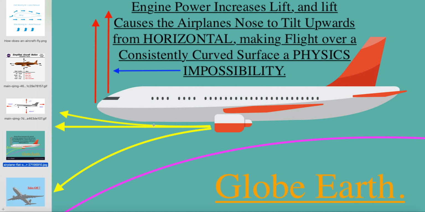But actually what happens is as it flies, the nose comes up, if you can see this yellow arrow here. So it's flying forward, but with its nose tilted up. It's flying forward at a slight angle, but it's still flying in a horizontal straight line. This would be horizontal, but this is where its nose is, tilted above horizontal. So engine power increases lift, and lift causes the airplane's nose to tilt upwards from horizontal. These lines here make flight over a consistently curved surface a physics impossibility. So just going to go back there now.